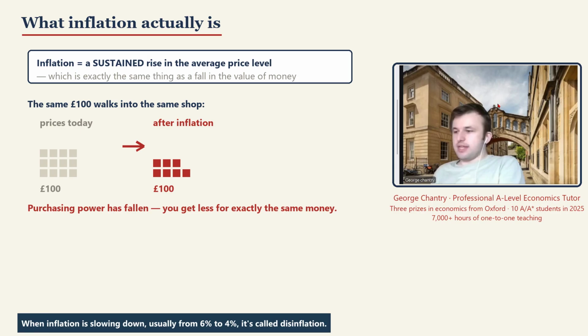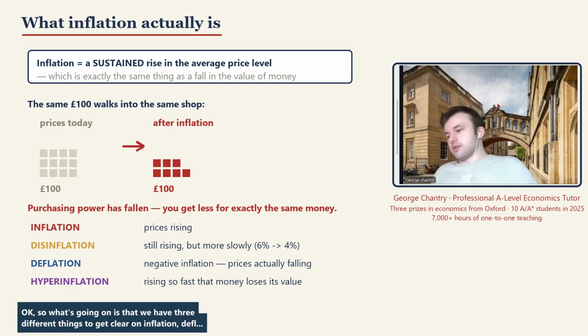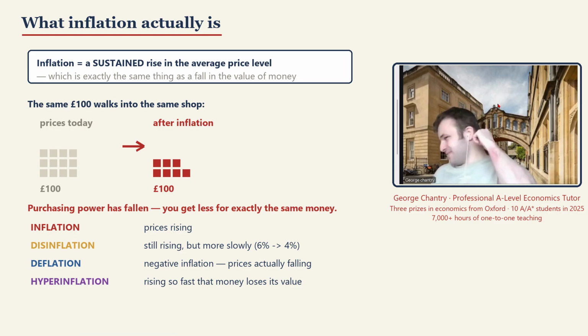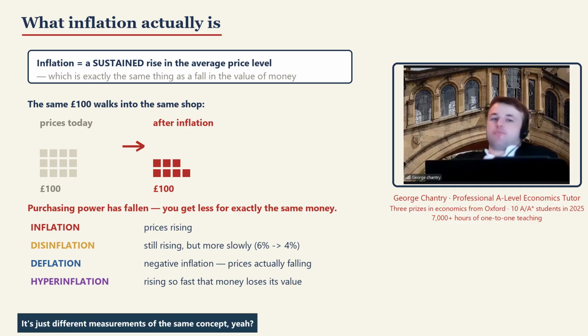If the rate of inflation is slowing down, e.g. from 64%, it's called disinflation. Prices are still rising but at a slower speed. So what's going on is that we have three different things to get clear on: inflation, deflation, and disinflation, and they're all subtly different. They're just different measurements of the same concept.